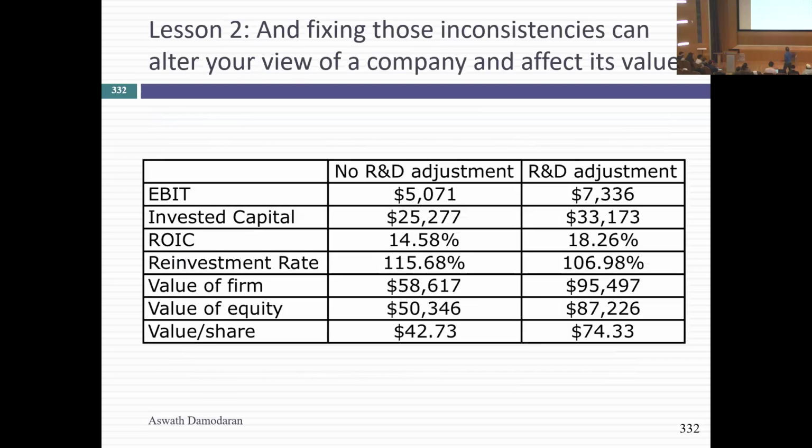So if I were to trace out the effects, and this is a case with Amgen, here's what the numbers look like before I make the R&D adjustment and after. And there's a huge shift in my numbers. My operating income jumps by about 2.3 billion. My return on capital increases. In this case, you can see how the numbers shift. In the case of Amgen, when I capitalized R&D and I valued the company, I got a value that was almost $32 higher than what I got when I did not capitalize R&D.